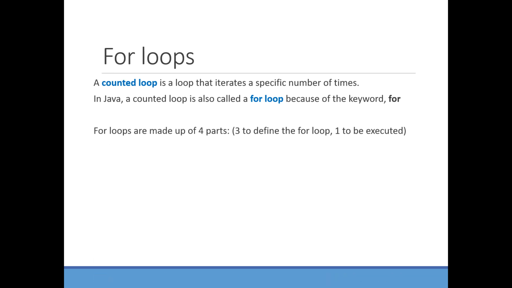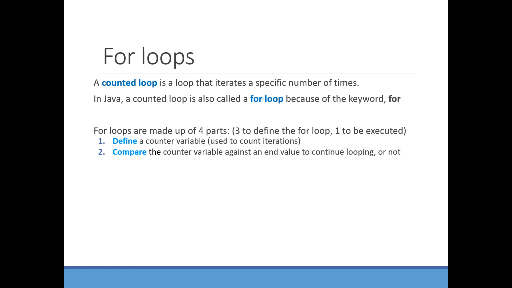For loops are made up of 4 parts. So 3 parts that actually define the loop itself and set it up. So it says, okay, I'm going to loop from here to here. And then one part, which could be made up of many, many lines of code, which is the code to be executed each iteration of the loop. So we have that first piece. Piece number 1, we want to define our counter variable.